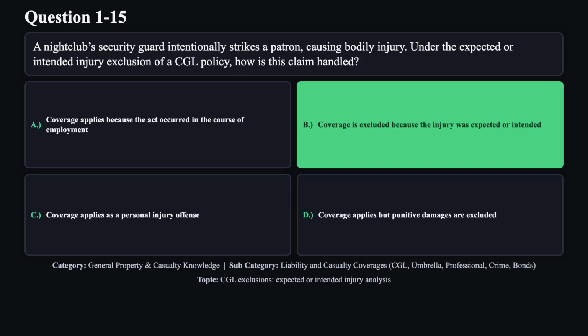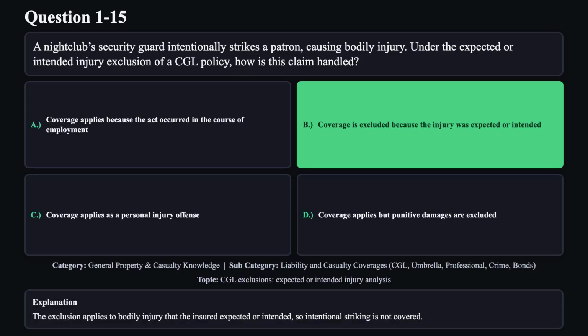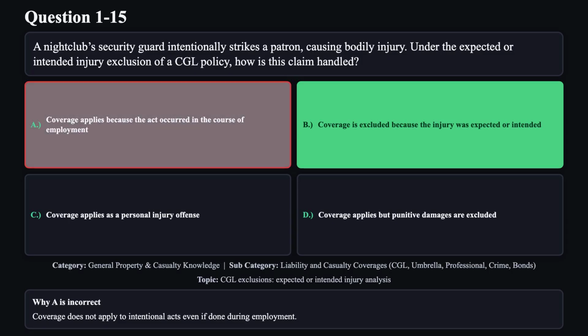The correct answer is B. The exclusion applies to bodily injury that the insured expected or intended, so intentional striking is not covered. Reason A is not correct. Coverage does not apply to intentional acts even if done during employment.